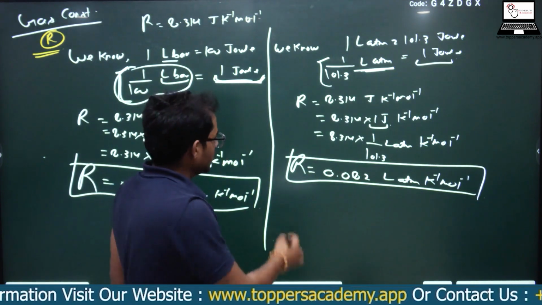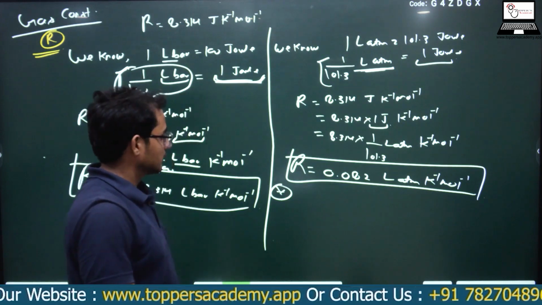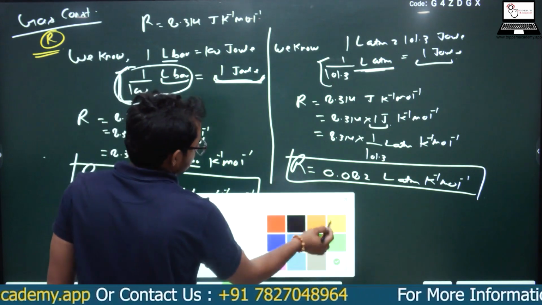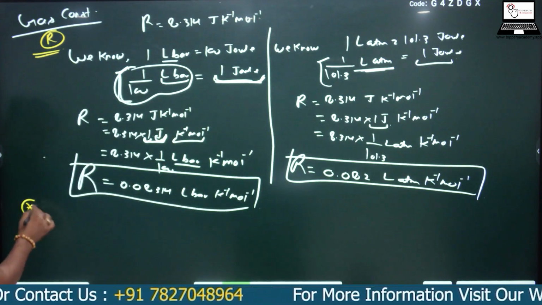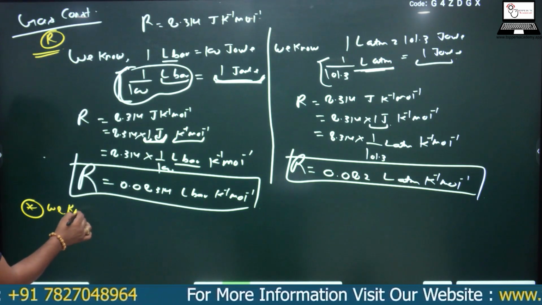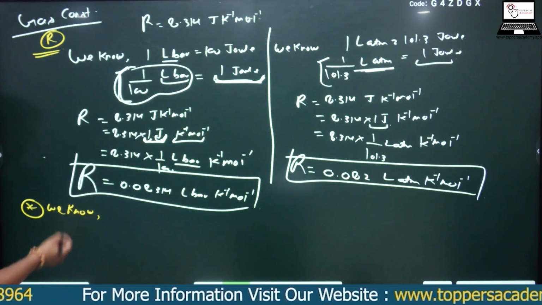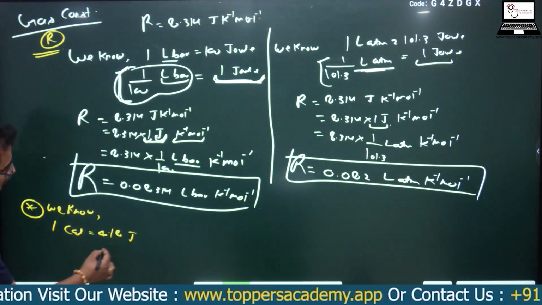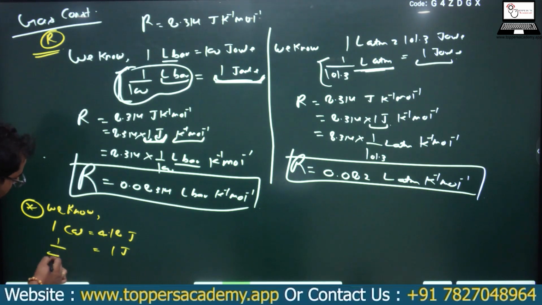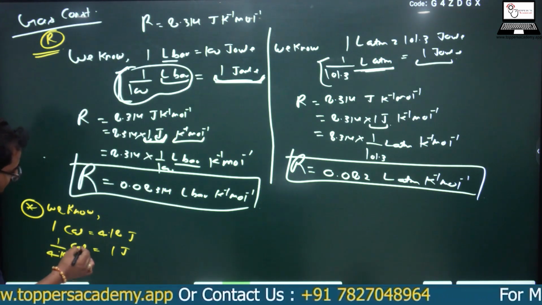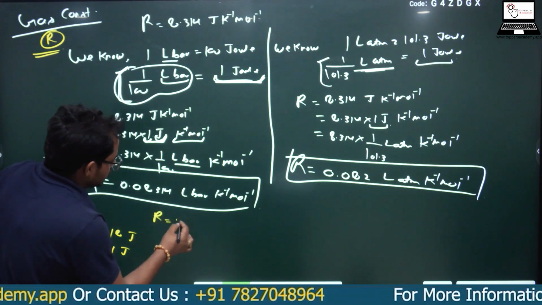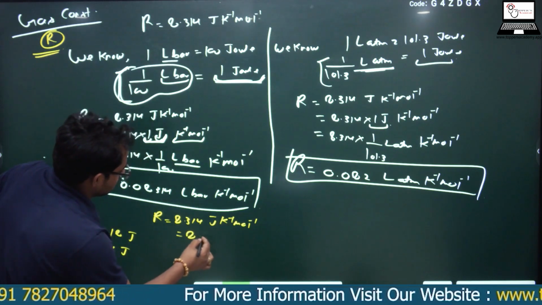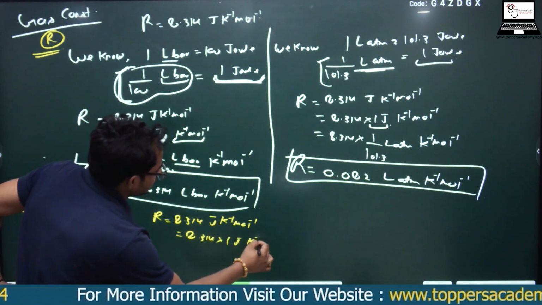Now, as we know, let me write this line: we know that 1 calorie is equal to 4.18 joule. So in place of 1 joule, I can write 1 upon 4.18 calorie. So R is equal to 8.314 joule Kelvin inverse mole inverse, that is 8.314 into 1 joule Kelvin inverse mole inverse.